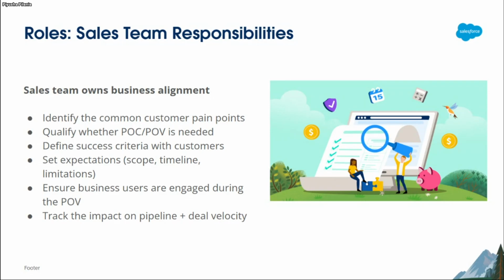The sales team also helps qualify whether a POC or POE is needed because they know what stage the customer is at and what they're looking for. So the tech team normally doesn't necessarily have to think about, okay, should we go with POC or POE? It defines success criteria with customers because they know, especially with POEs, that this is what a previous customer has implemented on their org.